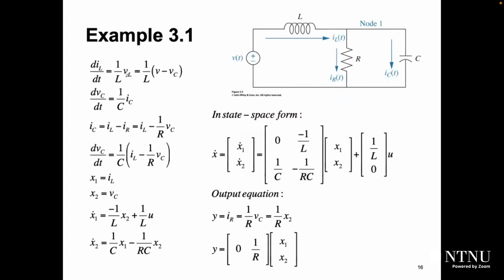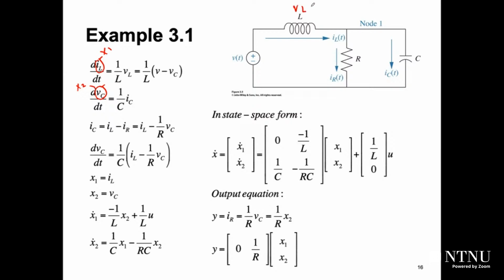We need to represent VL as a function of my states. And the other equation also, it will be dVC by dt equal 1 divided by C multiplied by IC. We just need to know that IL is one state, right? This one will be x1. And the VC will be one state. So this one will be x2. So now I need to represent the right-hand side in terms of my states.